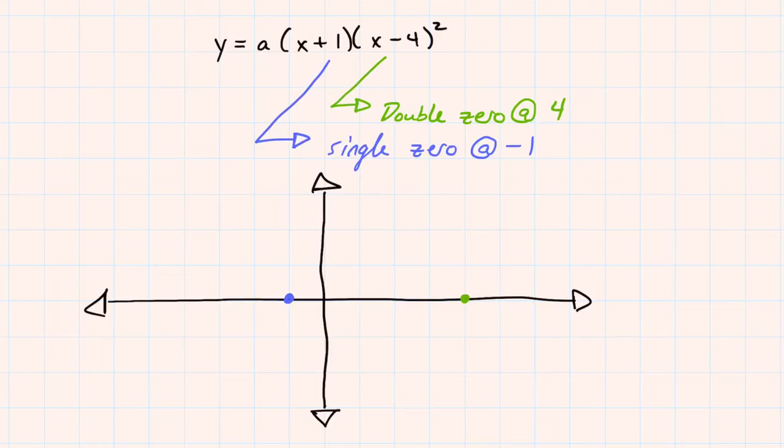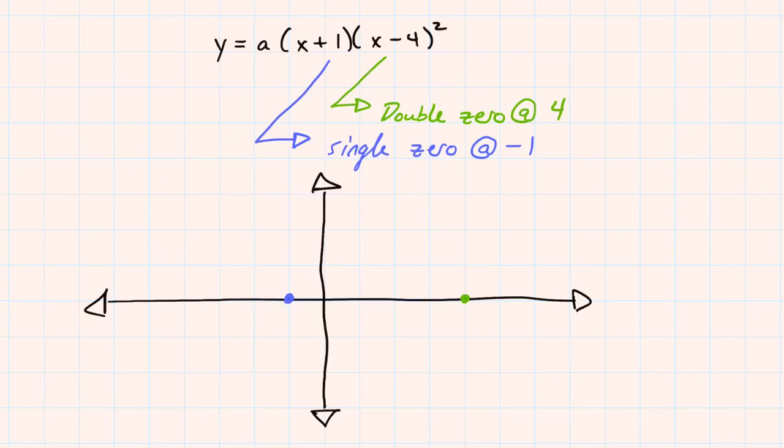But what I'm going to remember is because it's a double 0, it's going to bounce there. And because the negative 1 is a single 0, it's just going to pass through that. So I always think single zeros, it just passes through really steep. The double 0, that's going to be a bounce.